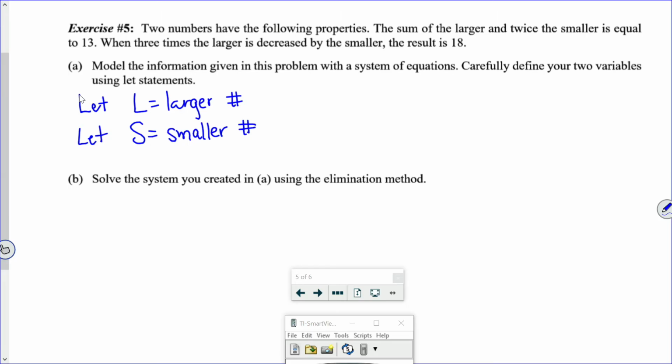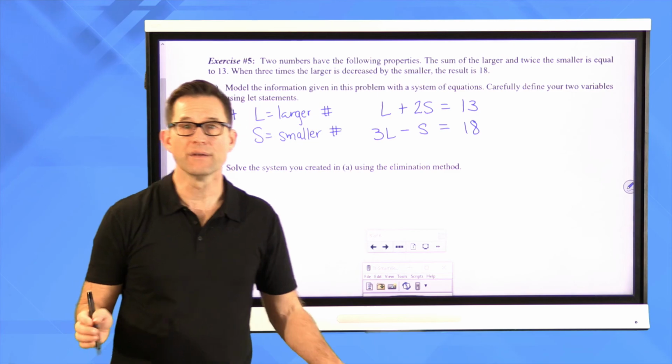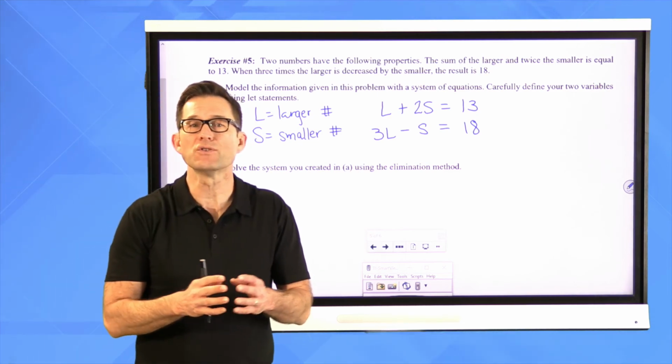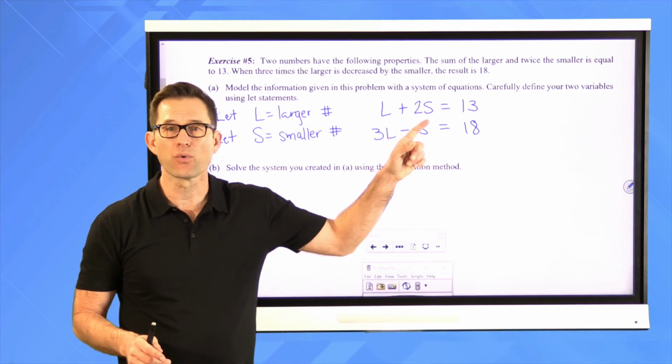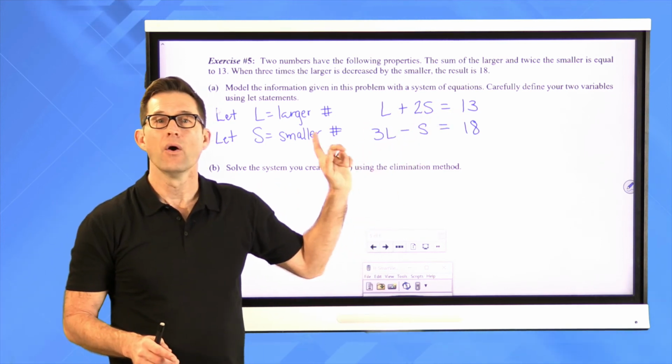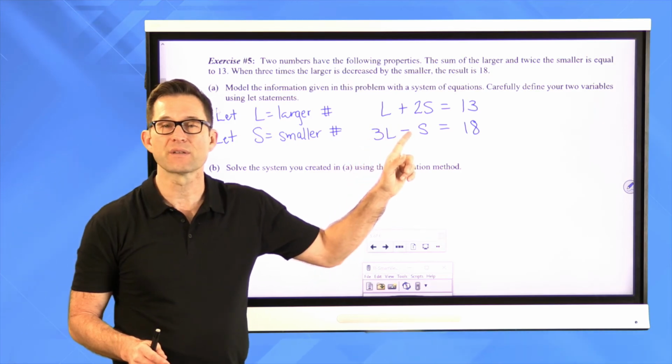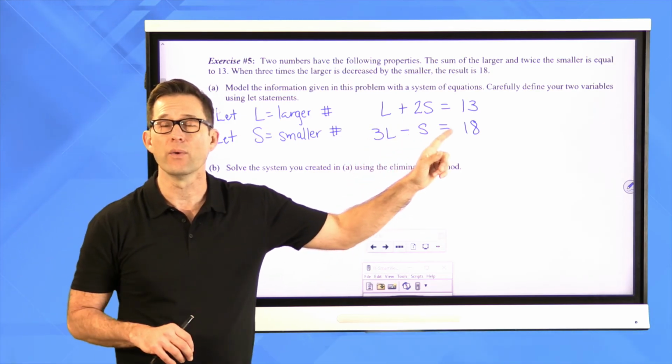The sum of the larger plus twice the smaller is equal to 13. All right. When 3 times the larger is decreased by the smaller, the result is 18. All right? There it is, right? I mean, we just literally translate exactly what they've told me. The sum of the larger plus twice the smaller is equal to 13. When 3 times the larger is decreased by the smaller, i.e. we subtract it away, we get 18.